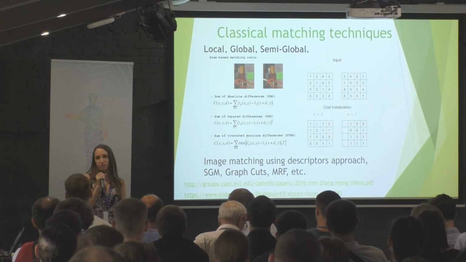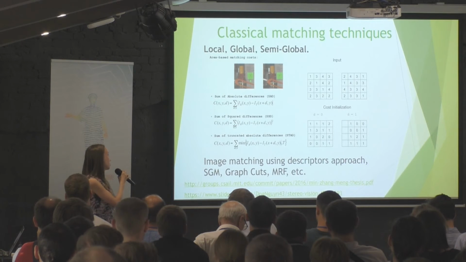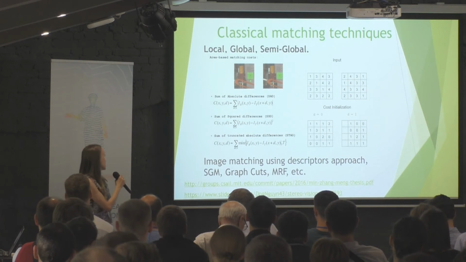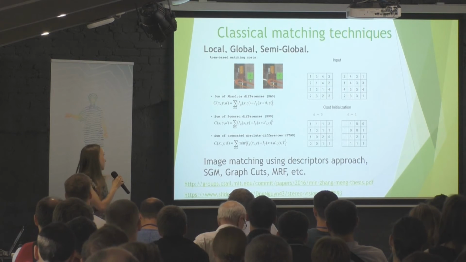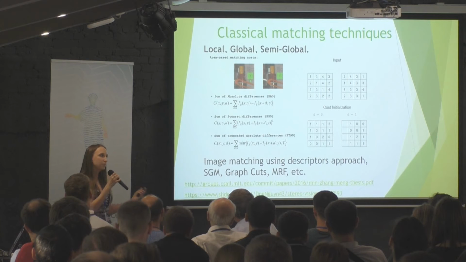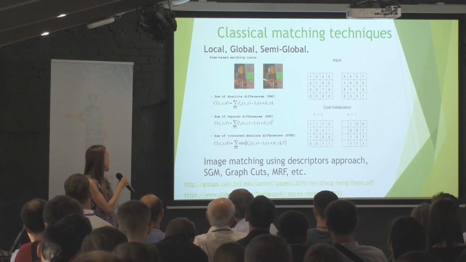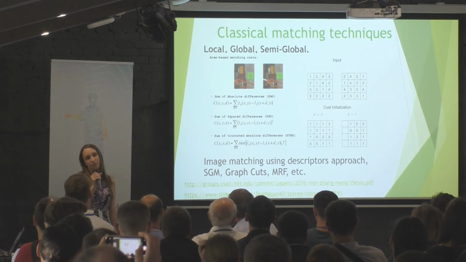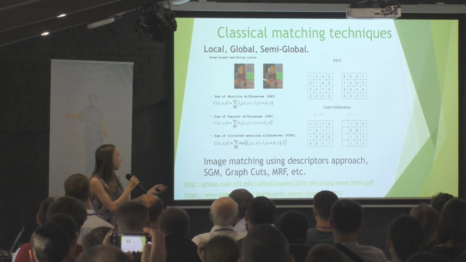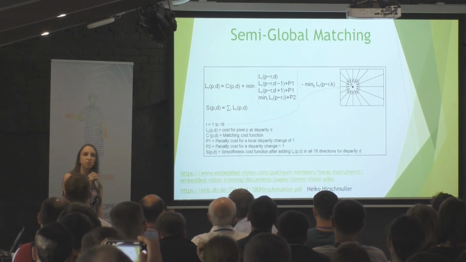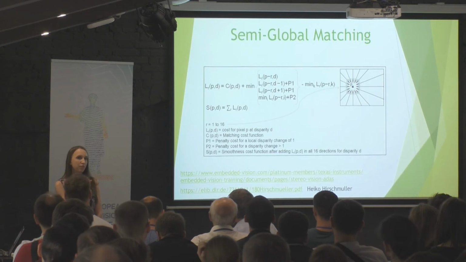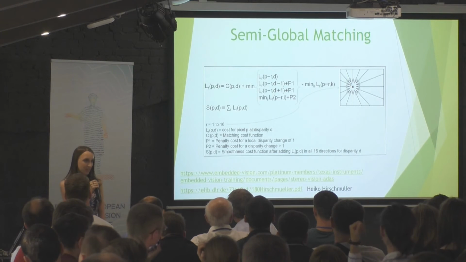So there are some classical stereo matching techniques. There can be local, global, semi-global. The usual matching cost can be just a sum of differences, or in the classical approach, square differences, etc. You have different methods like SGM, MRF, and others. From the classical methods, I'll cover only SGM because it's the most popular, widely used. It's been there since 2008, and it was a really great trade-off between performance and speed.